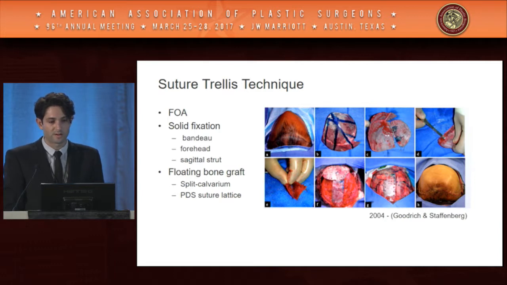First is the frontoorbital advancement. Then this is followed by solid fixation of the bandeau, the forehead, and a sagittal strut. And the resulting lateral defects are filled with bone graft with a PDS suture trellis that is filled with split calvarium.